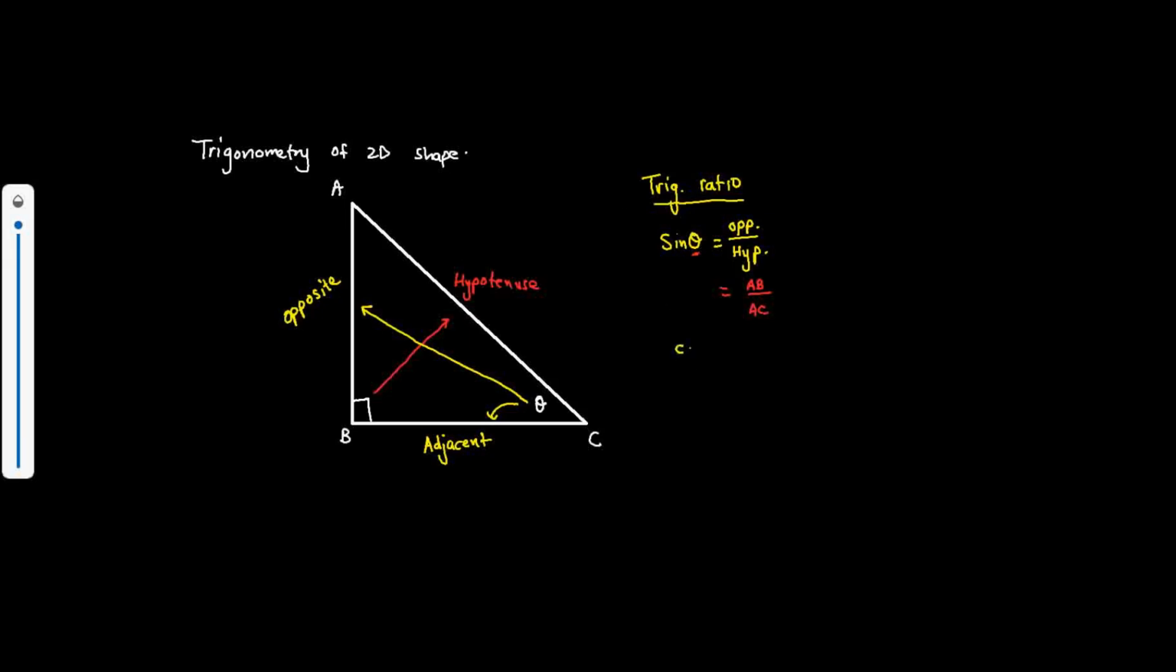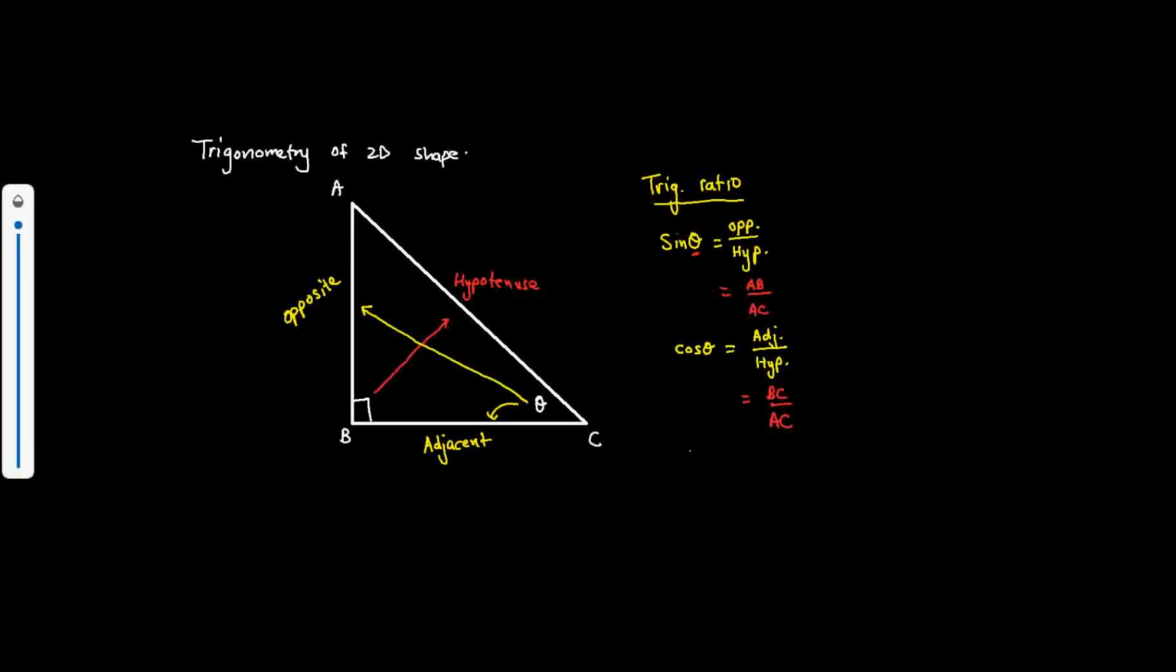Then we also looked at cos of an angle. In this case, we're dealing with theta in my example. Cos theta is the adjacent over the hypotenuse. Adjacent over the hypotenuse. So in my example, the adjacent side is BC, so it's BC over the hypotenuse side, which is AC. Okay, so that looks good.